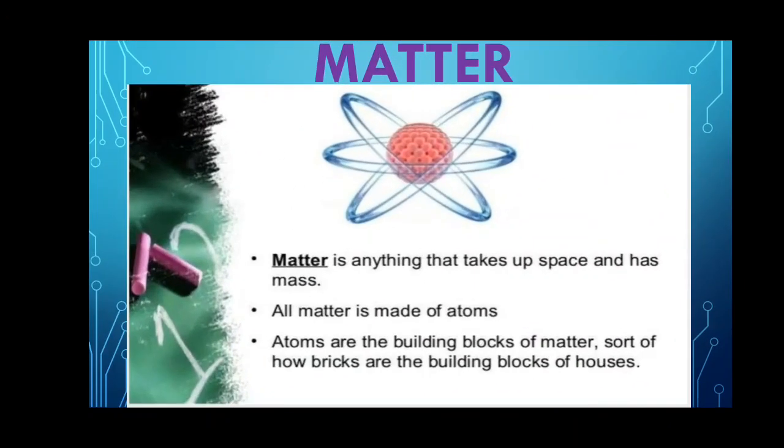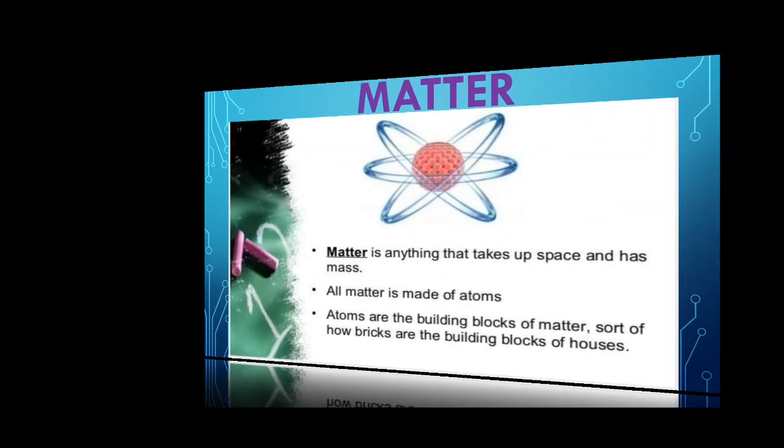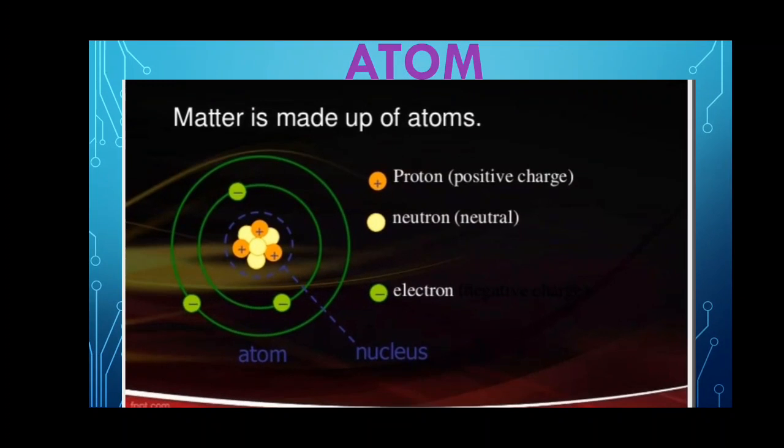You all know matter is anything that takes up space and has mass. Atoms are the building blocks of matter, just as bricks are the building blocks of houses. Here is the structure of an atom. An atom consists of a central nucleus. The nucleus consists of the neutrons and the protons, and the electrons revolve around the nucleus.